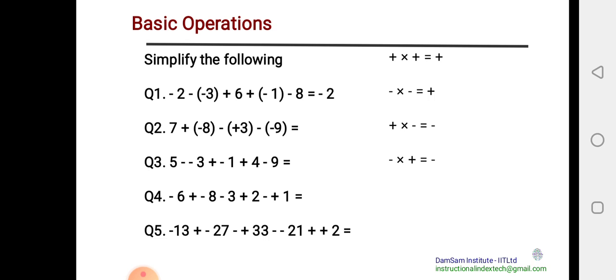Now the second one, we have 7 plus -8 minus +3 minus -9. Let's take a careful look at that. We have two different signs, positive and negative, which will be negative, meaning we're going to have 7 minus 8, which will give us -1. We still have two different signs, negative and positive, which will be negative as well. So -1 minus 3 will be -4. So we're bringing -4 forward.